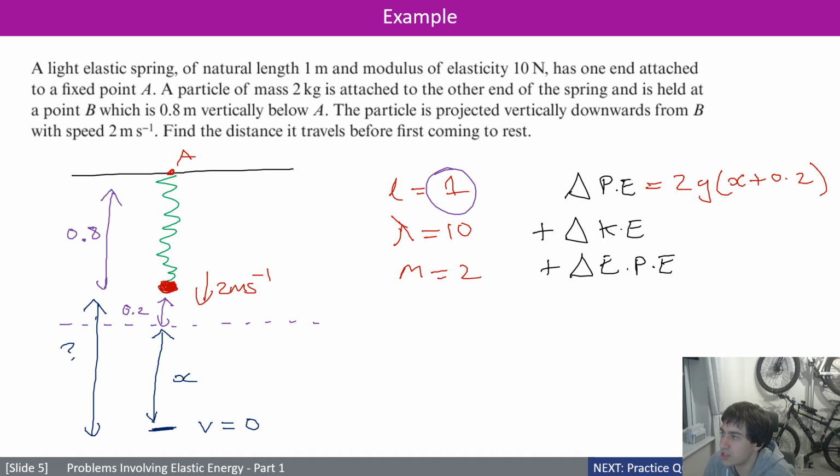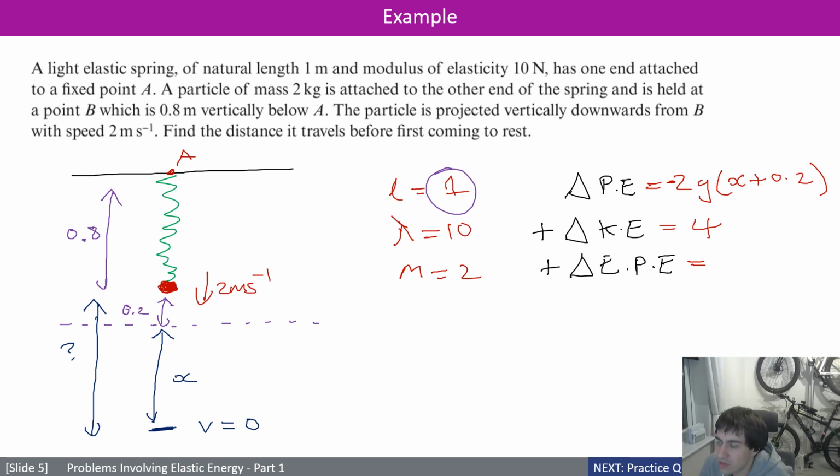Change in kinetic energy. Oh, and by the way, this is a negative number. It's decreased because kinetic has gone from half mv squared, which is a half times 2 squared, so that's 4, and it's decreased to nothing. So 4 minus 0 gives us 4. And then finally, the elastic potential energy. So this one's the more complicated one.